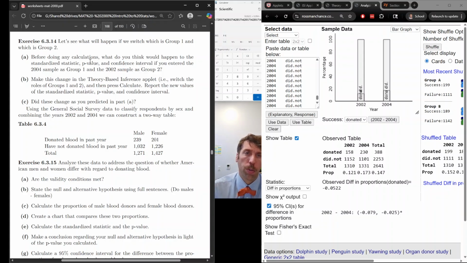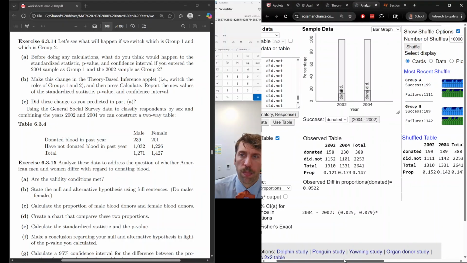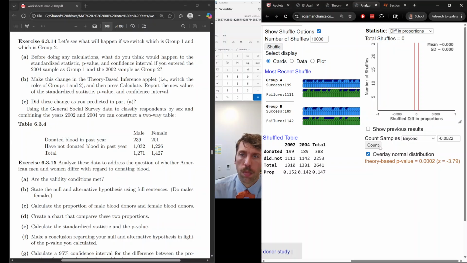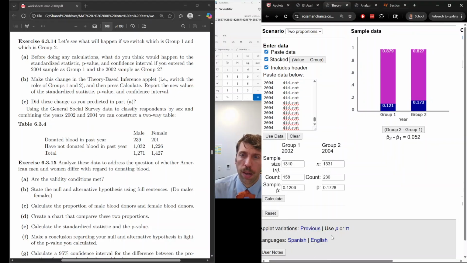I switched the roles of group 1 and group 2. So one way to do that for me would be to do there. Okay, by clicking on it, I changed the success. I changed the way it's calculated. All right, and then press calculate. Oh, I'm in the wrong app. I want to be over here. Okay, so change group 2 minus group 1 and calculate.